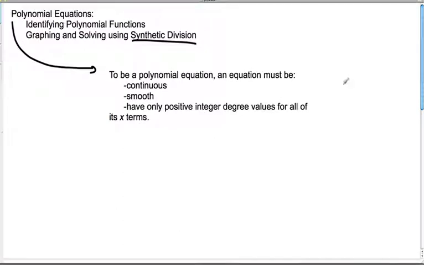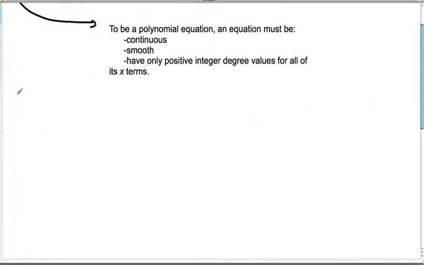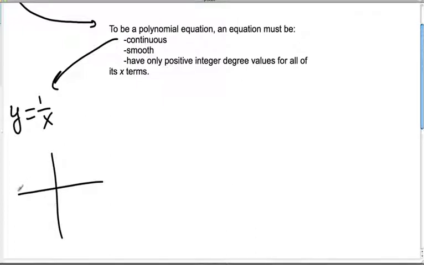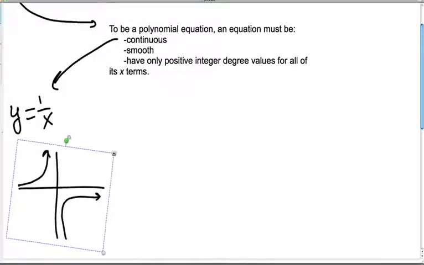To be a polynomial equation, an equation must be continuous, smooth, and have only positive integer degree values for all its x terms. And I'm going to right now draw three equations that do not satisfy each of the following. So first, continuous. We have the rectangular hyperbola equation, which we went over and looks somewhat like that. I understand I did not make it straight, so that should do a little bit of a better job.